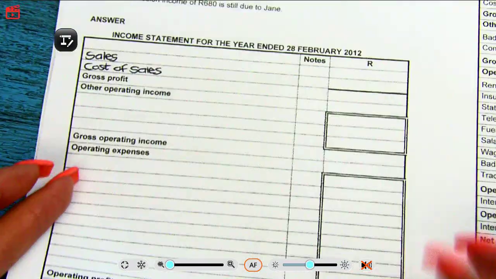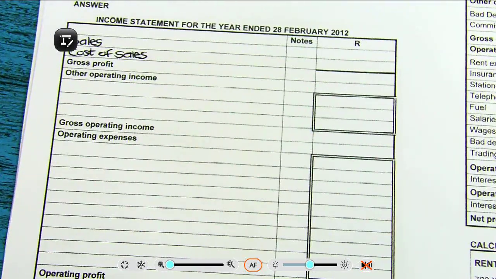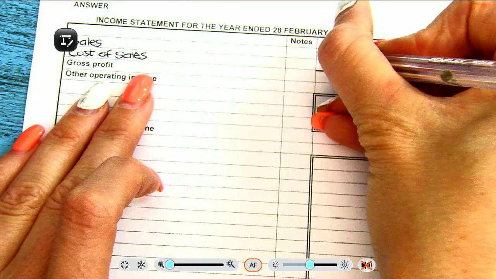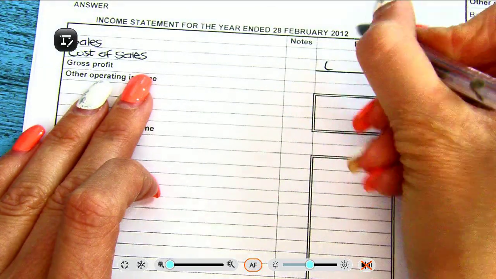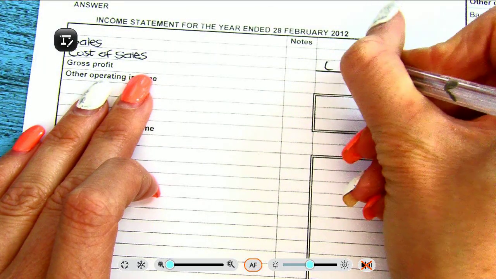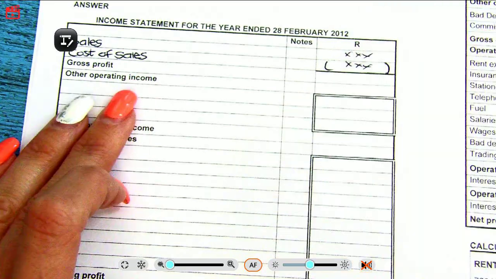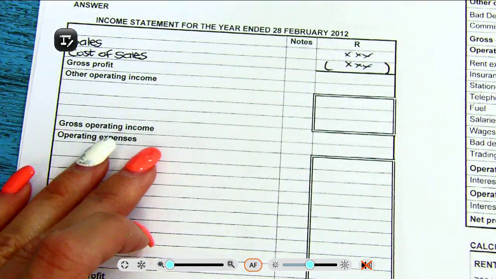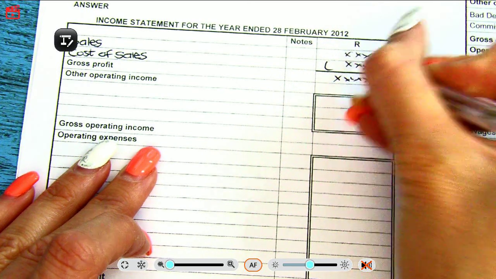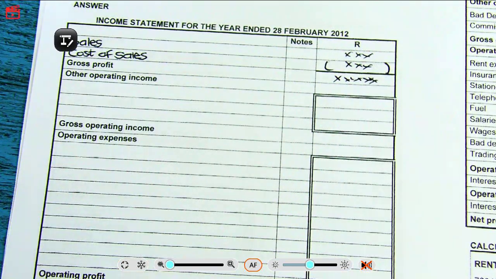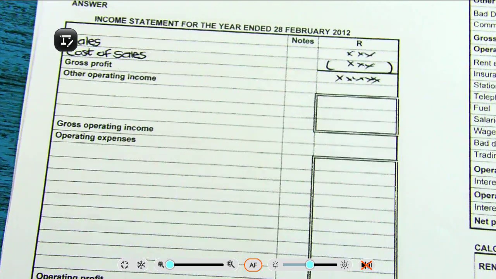And remember, grade 10s, that cost of sales must be in brackets. Why? Because we are saying sales minus cost of sales is going to give me gross profit. Okay. Even if you do it in a test? Yes.